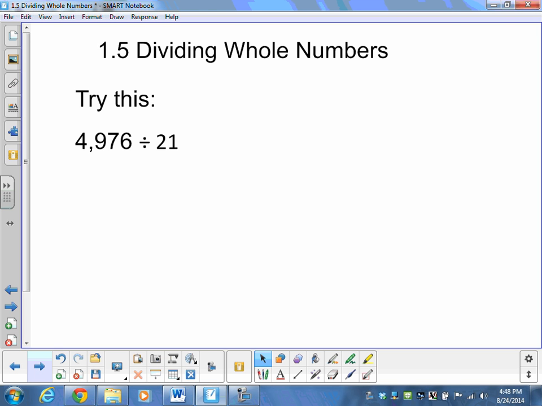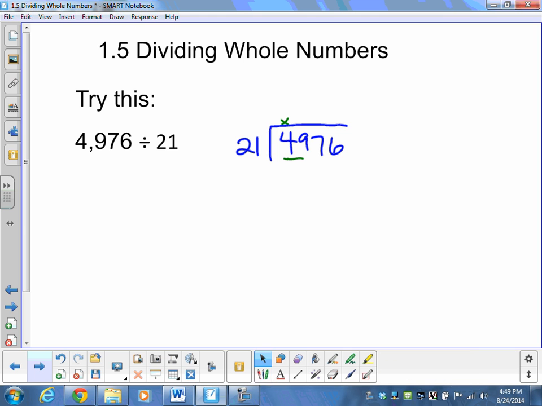Okay, to set this problem up, we first put 4,976 inside the division symbol and divide it by 21. The first thing we want to ask is how many times does 21 go into 4? 21 does not go into 4 because it's smaller. So then we ask the next question, how many times does 21 go into 49?